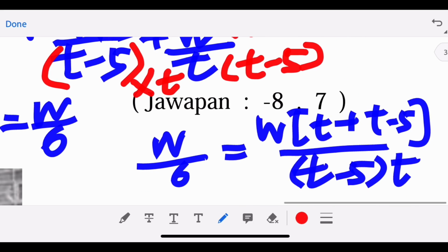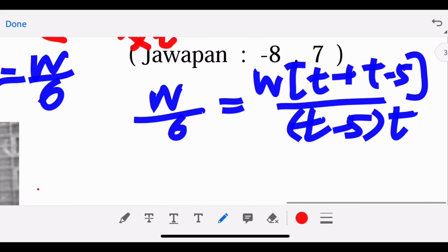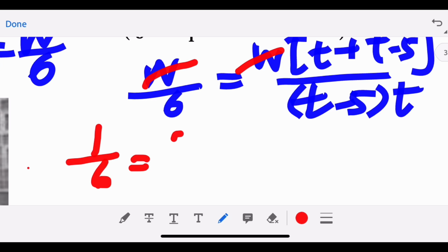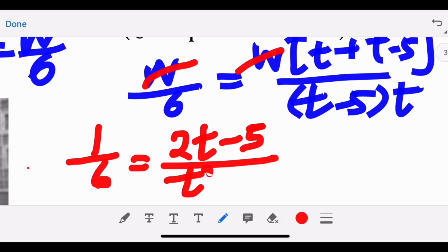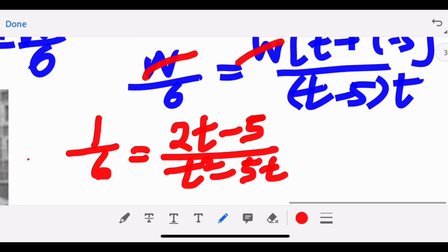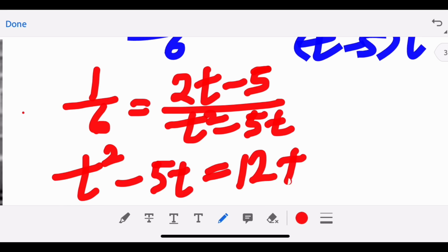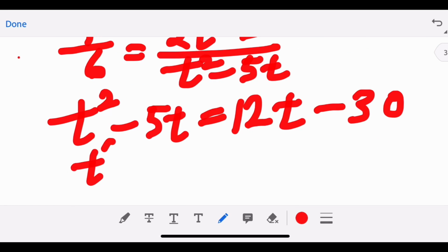Okay, now we will try to simplify after we make the denominator the same. So we can cancel out, right? It becomes 1 over 6 equal to (2t minus 5) over (t squared minus 5t). And then you just cross multiply. You will get t squared minus 5t equal to 2t times 6, which is 12t minus 30.